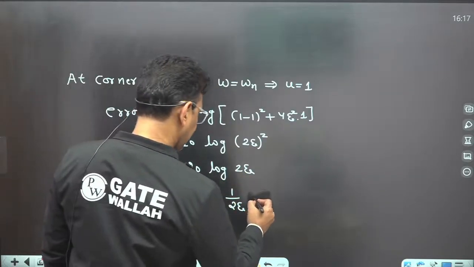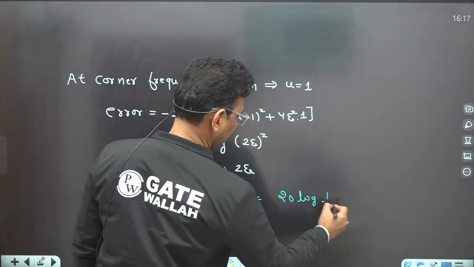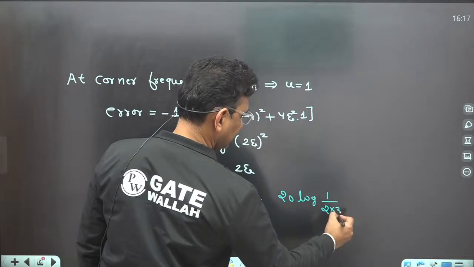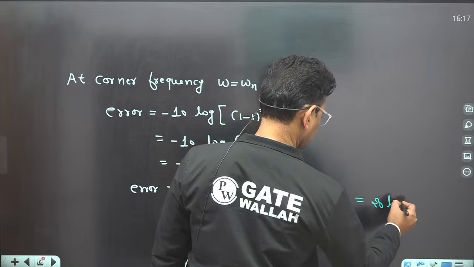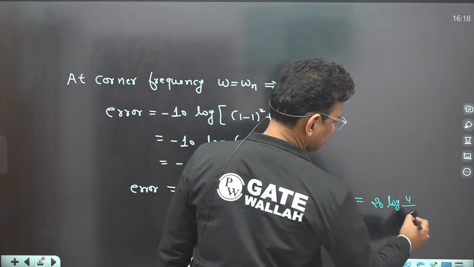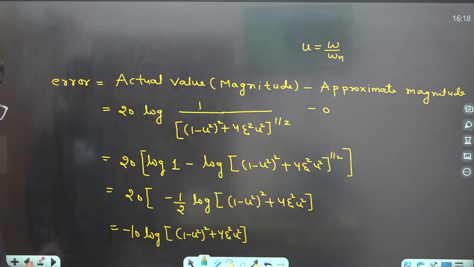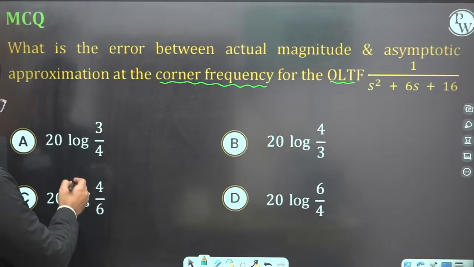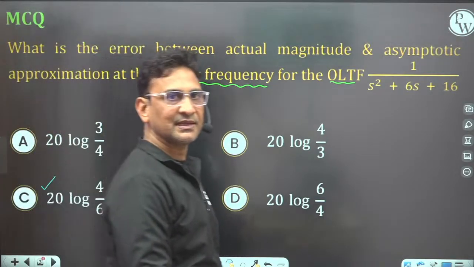So if I put the value of zeta here, it becomes 20 log 1 upon 2 into zeta, 3 by 4. So it becomes 20 log 4 by 6. So 20 log 4 by 6 is the correct answer. C is the correct answer. Clear?